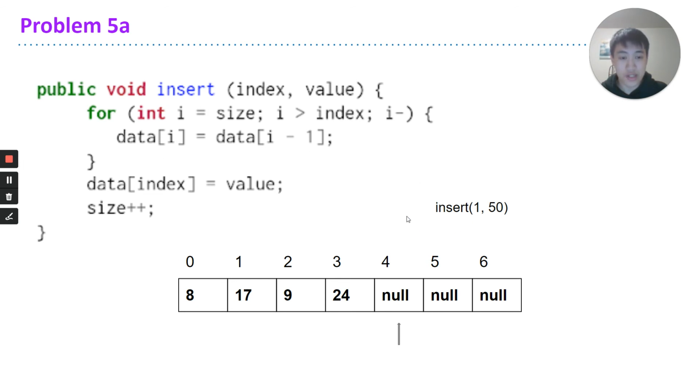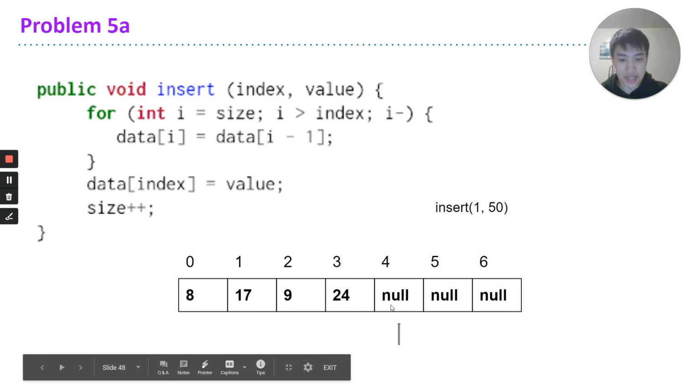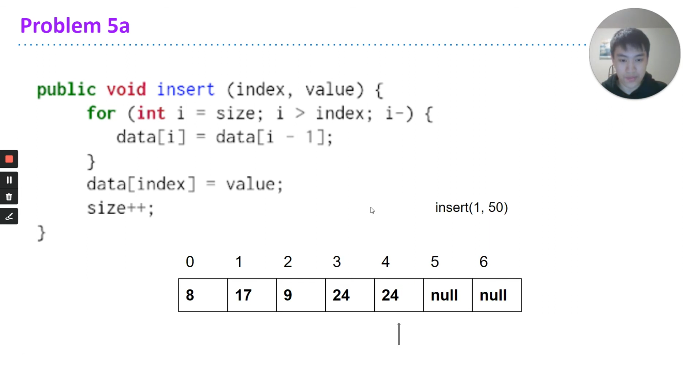So let's walk through right here. I start at size, and then I copy. So 20 copies over 4. And I do the same thing, copy i over again. At this point, i is equal to index, right? And this requirement is met, and data[index] is set equal to value.